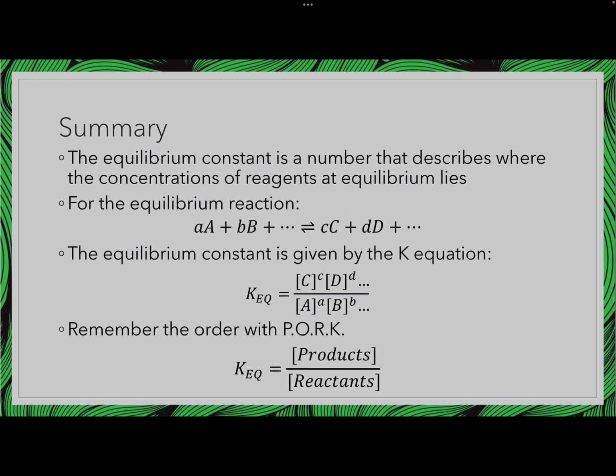So in summary, the equilibrium constant is a number that describes where the concentrations of reagents at equilibrium lie. We'll get to actually using that next lesson. For the equilibrium reaction aA plus bB plus so on in equilibrium with cC plus dD plus whatever, the equilibrium constant is given by the concentration of C to the power of its stoichiometric ratio times the concentration of D to the power of its stoichiometric ratio, and so on. The easiest way to remember which way around to put it is POR: products over reactants equals K.